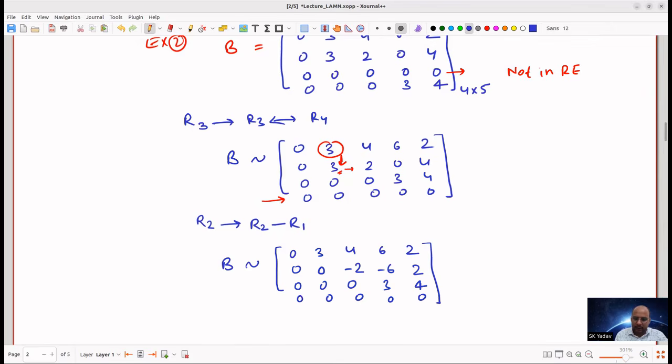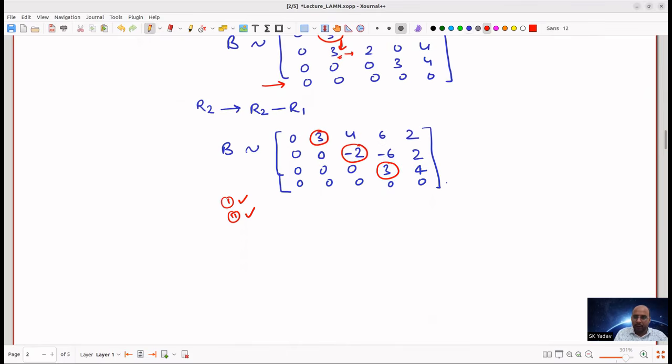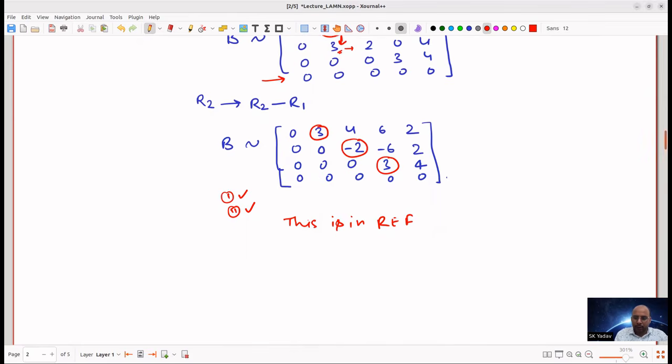So now is this matrix in echelon form or not? Let us check. So this is the first leading element. The second row has a leading element this. The third leading element is in the third row. And the 0 row is at the bottom. So the first condition is satisfied. The second condition is satisfied. And this means the matrix is in row echelon form. Okay. So this is now in row echelon form.